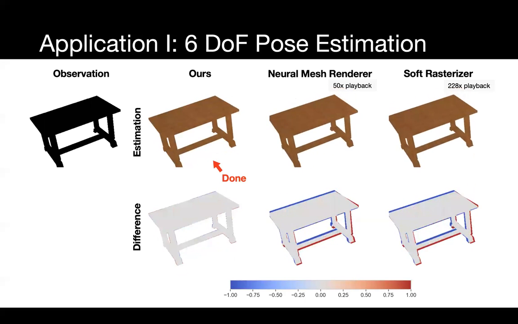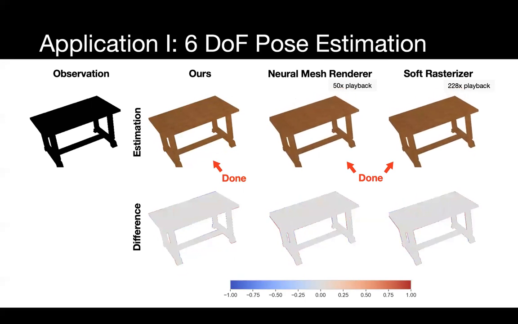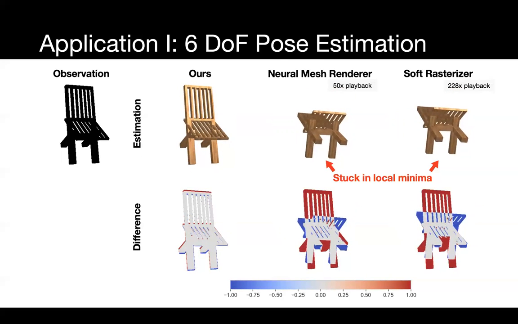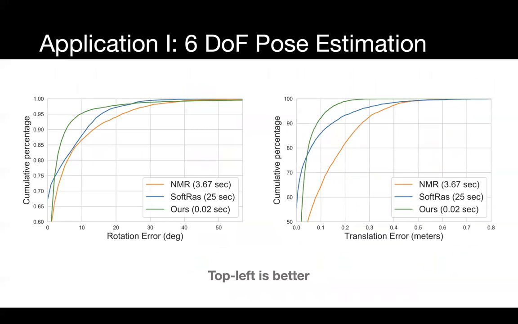Comparing to the baselines, we are much faster. Our approach is also way more robust. We visualize the cumulative error plot for both rotation and translation error. We significantly outperform the baselines.